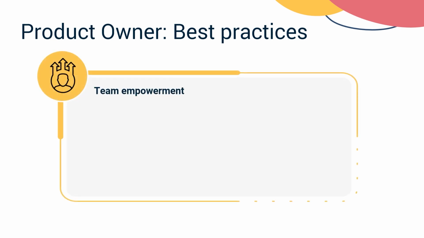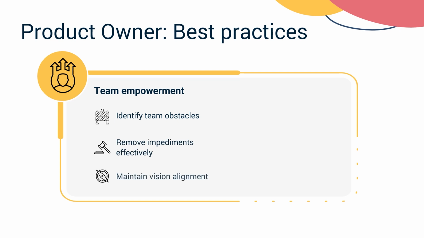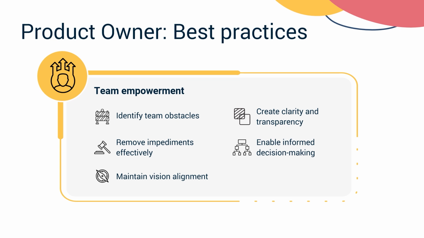For team empowerment, you partner with the Scrum Master to identify and remove obstacles that impact team effectiveness. While the Scrum Master focuses on removing impediments, you maintain team alignment with product vision and priorities. You create an environment of clarity and transparency that enables informed decision-making.